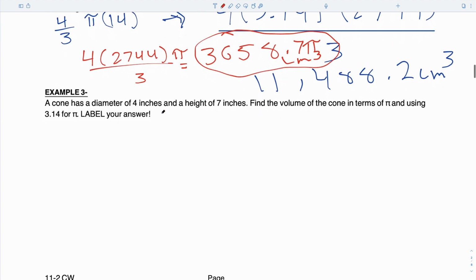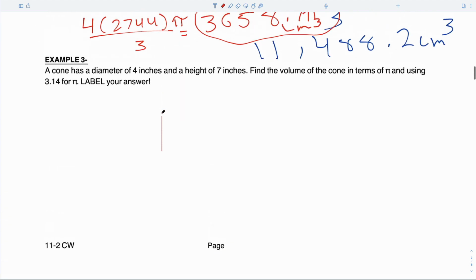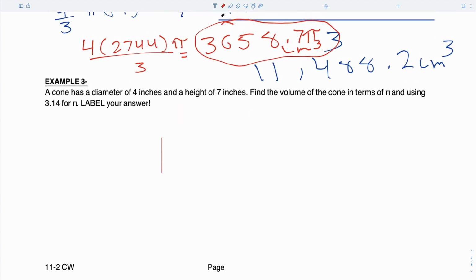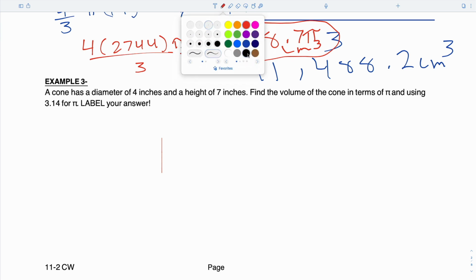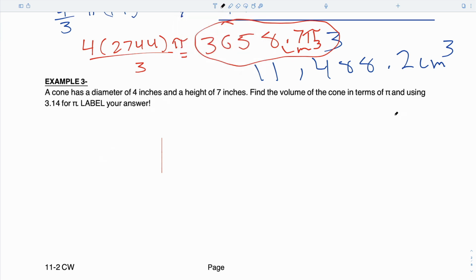Last one. Emma, read example 3. A cone has a diameter of 4 inches and a height of 7 inches. Find the volume of the cone in terms of pi and use 3.14 for pi. Same thing. These are your answers. So we got 2 answers. Draw your cone. You got 4 inches for the diameter and 7 for the height.